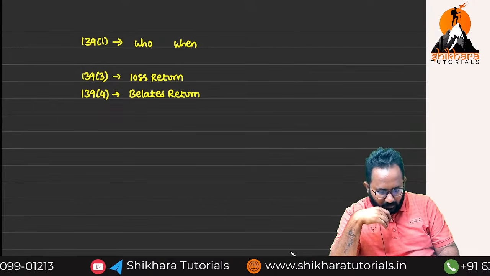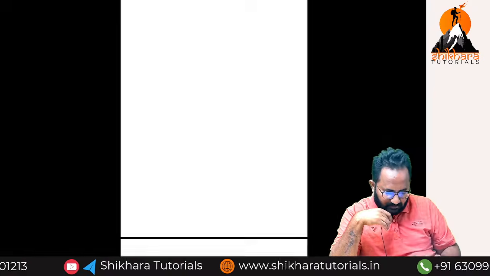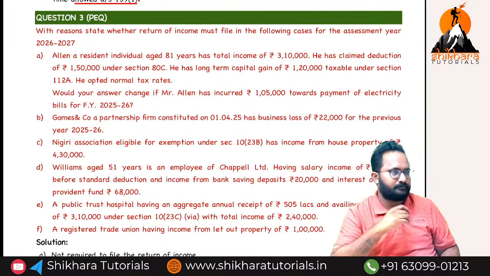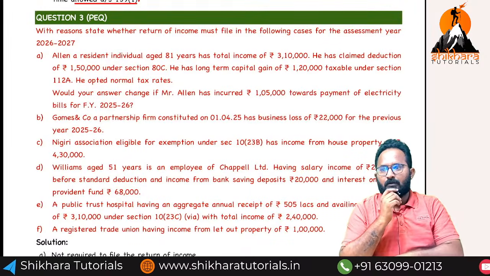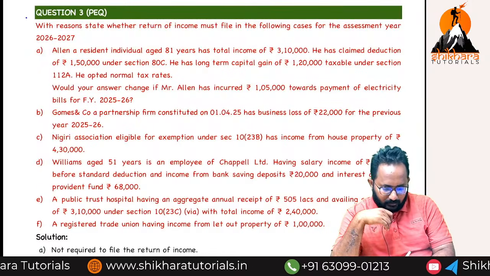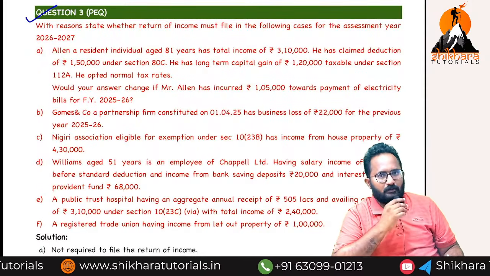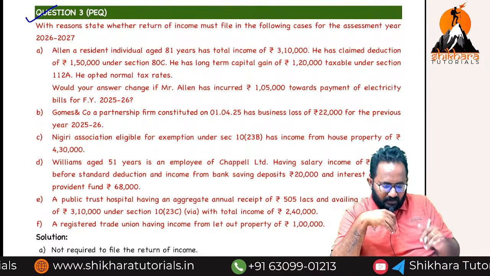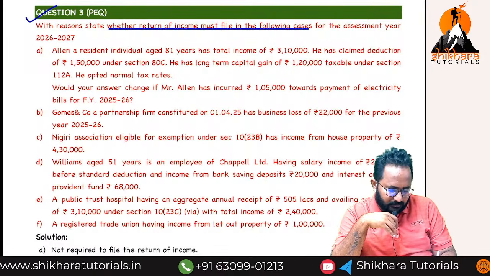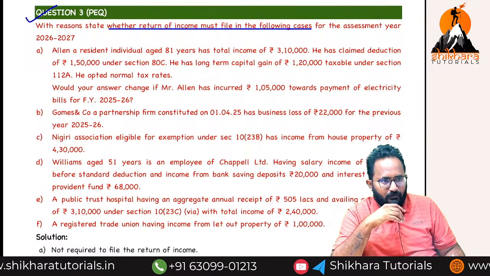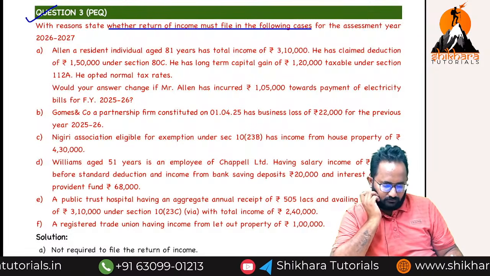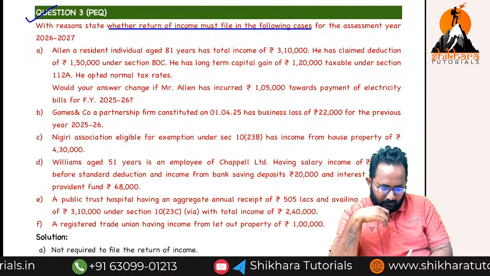Okay, now in the workbook, how many questions have we discussed as of now? 2. Shall we discuss the third question directly? In my workbook, please open question number 3. Again the same type of question, they are given some cases, they are asking whether we are required to file the return of income or not. So now we can take the first question.